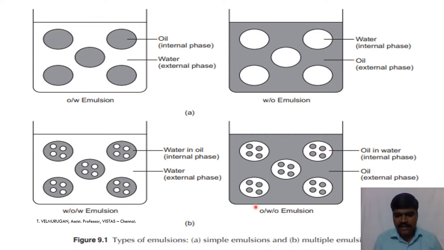Next, see here, oil in water emulsion. Why have we called it like that? See here, oil in water: the oil is considered the internal phase and is surrounded by water, which is the external phase. So this emulsion is called oil in water emulsion. That's it. This is the pictorial representation for easy understanding of the types of emulsions.